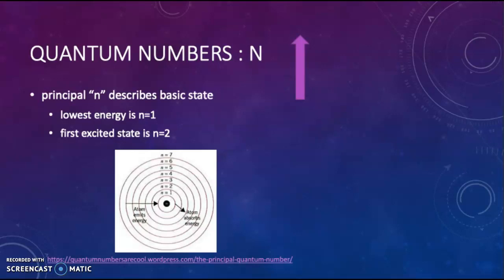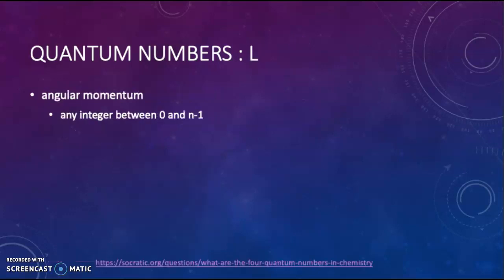by absorbing energy. Within each orbital or shell, we can describe properties of the subshell using the angular momentum quantum number, which we call L. This would be like the zip code in your address. It tells us which part of the shell or which part of a city that an electron lives in. L can be any integer between 0 and n minus 1.